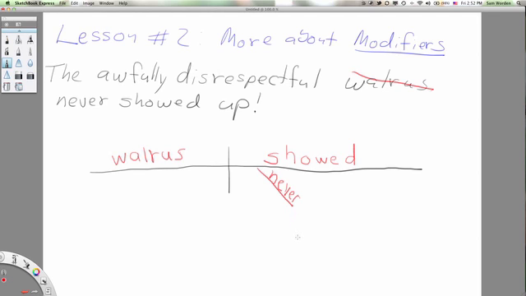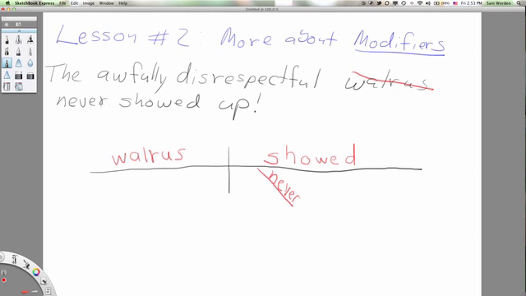Now the sentence actually means basically the same thing. Walrus never showed. The awfully disrespectful walrus never showed up. This is a little bit more like a children's novel or something where the animal is given its name almost like a proper noun, like A Day with Frog and Toad or something, or Rabbit Said to Pooh, whatever.